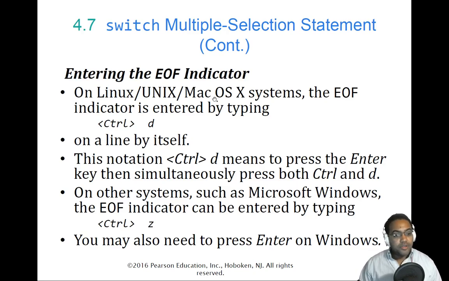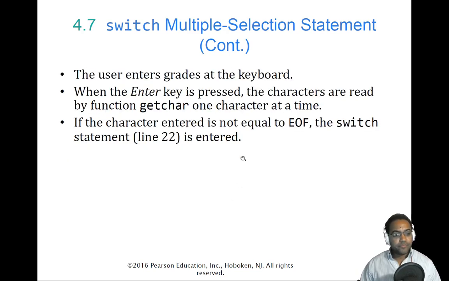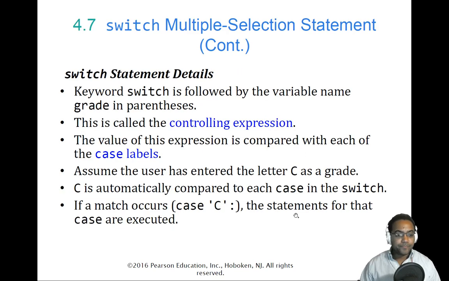So, on Linux, Unix, and Mac OS X systems, the EOF indicator is entered by typing Control-D on a line by itself. This notation Control-D means to press the enter key, then simultaneously press both Control and D. On other systems such as Windows, Control-Z is how we make the EOF indicator. The user enters grades at the keyboard, and then when they're done, they enter Control-Z.